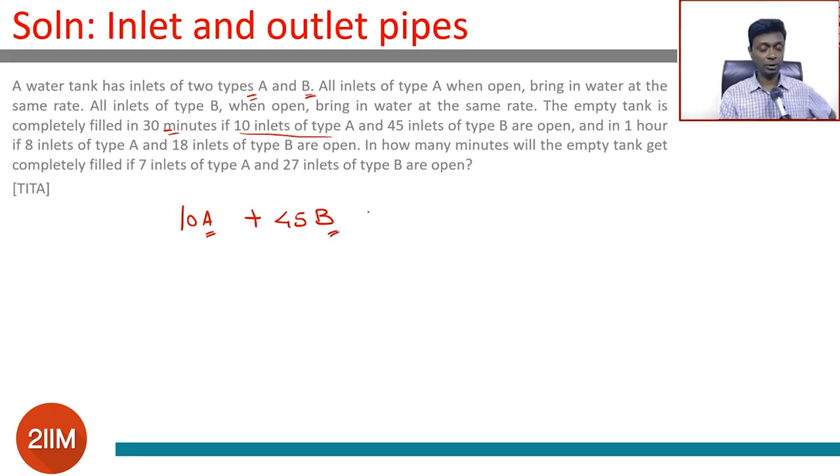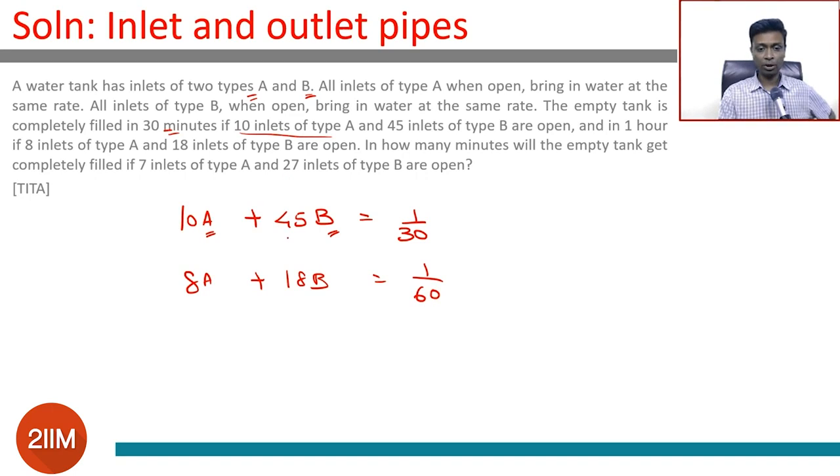10A plus 45B, together they fill in 30 minutes, or in 1 minute they fill 1 by 30 of the tank. And in 1 hour, if 8 inlets of type A and 18 inlets of type B are open, so 8A plus 18B will give us 1 by 60. And in how many minutes will the empty tank get completely filled if 7 inlets of type A and 27 inlets of type B are open? Let's simplify this, get A and B, plug it in here and get to the answer.